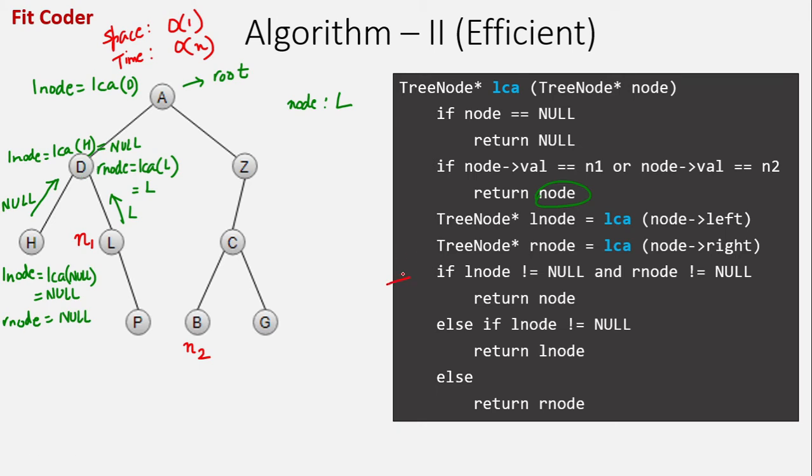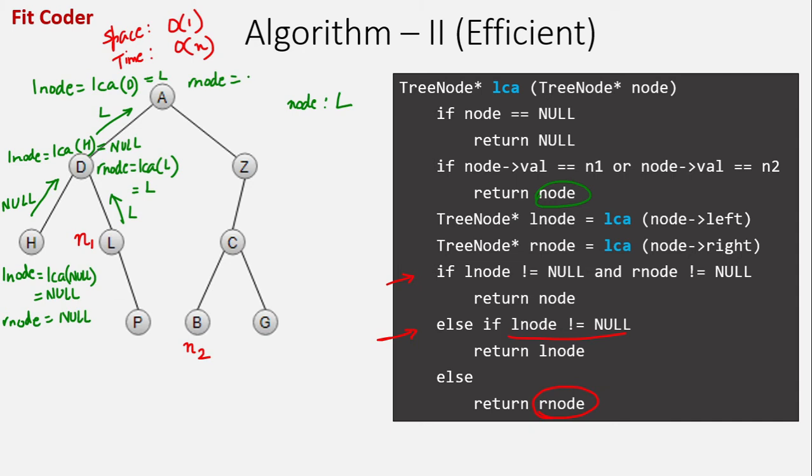check these if conditions. So one of these is null, then we check here if left node is not equal to null. So left node is null, then we come in the else part and we return the right node. So this function returns node L. So for A, the left node becomes L, and now we have to calculate the R node for A.